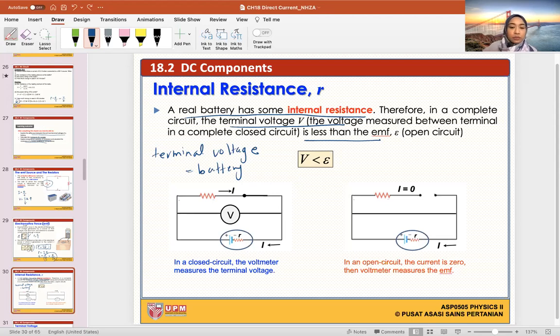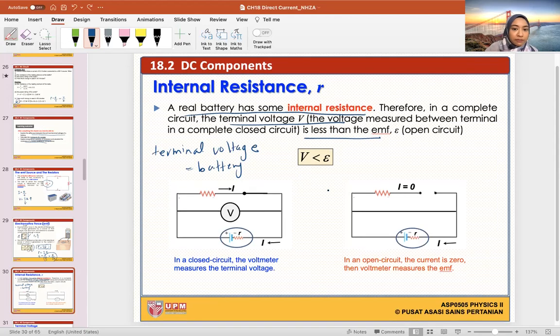So there is a way to measure the voltage of a battery versus the EMF. This is how we do it. In a closed circuit, which means there is no open switch and everything is closed, the voltmeter measures the terminal voltage, or the battery voltage. The voltmeter is in parallel with the battery. However, when we have an open circuit, the switch is open.